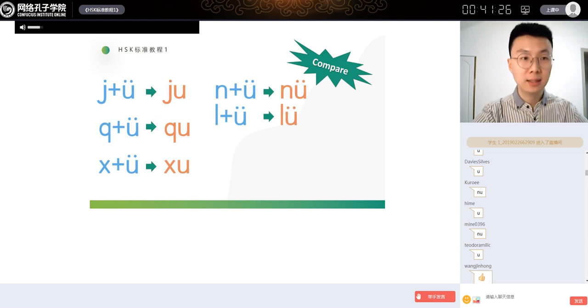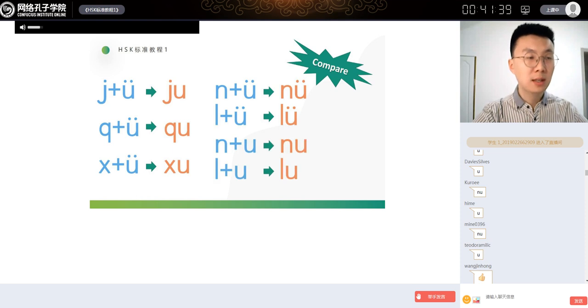N and l can also be used together with yu. But when n and l are used together with yu, these two dots cannot be omitted, because n and l can also be used together with u, like this one. Nu and lu. So be careful. When we use j, q, x with yu, these two dots should be omitted. But when we use yu together with n and l, these two dots cannot be omitted.